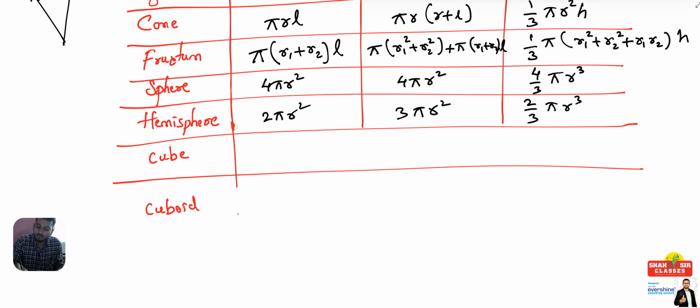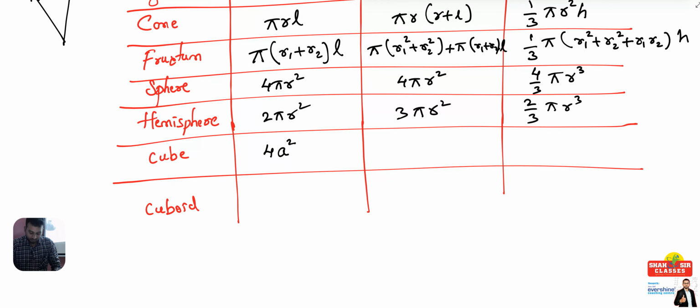Actually, only one problem they have given in your textbook related to cube and cuboid. So that's the reason it is important. Cube. See, in cube concept, lateral surface area is 4 into side square. A means side here. 4a square. What is a here? Side. Side square. 4a square.